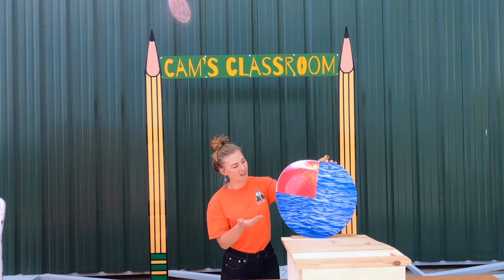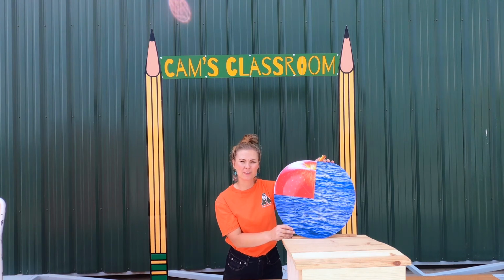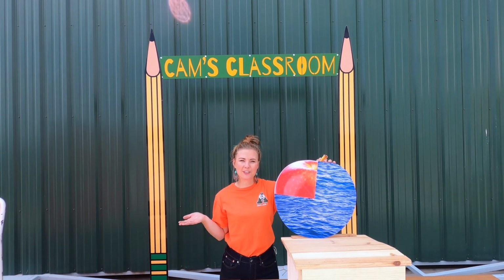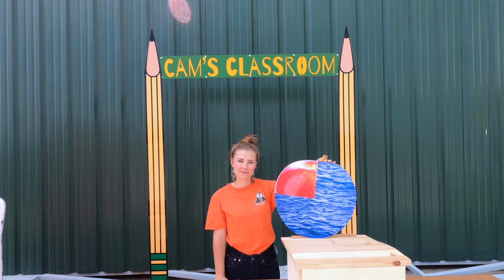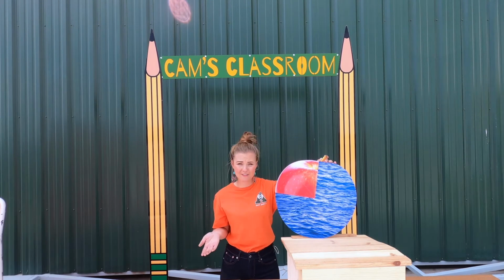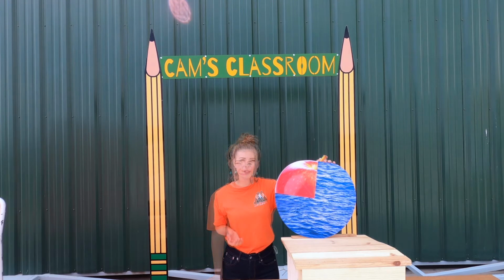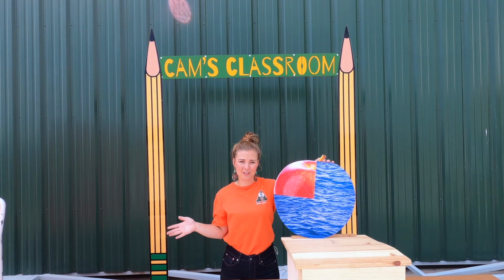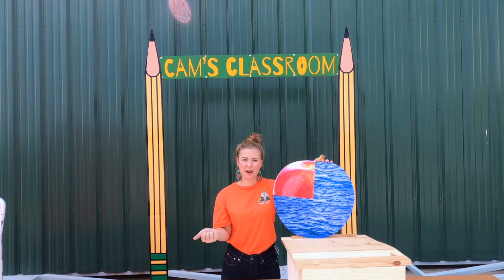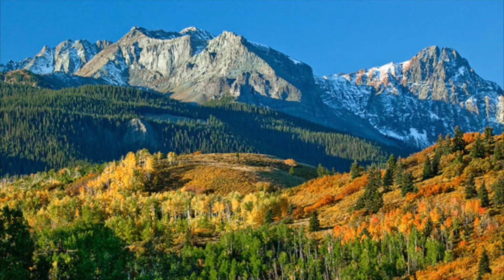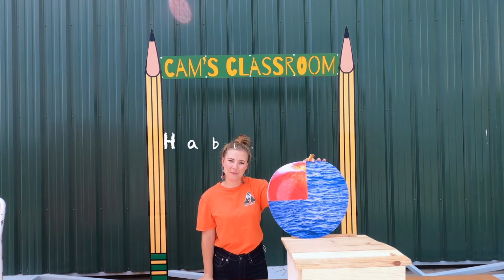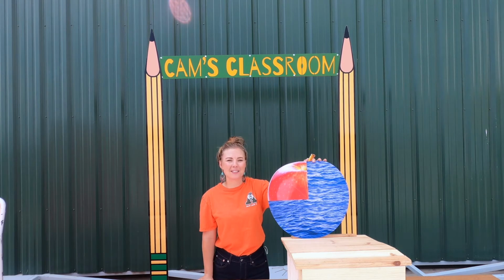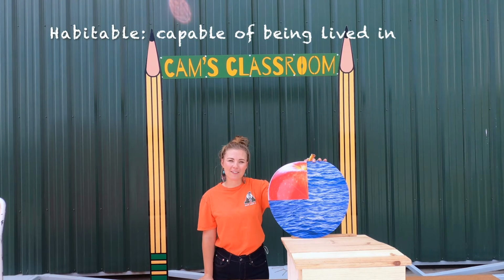If 75% of our Earth is taken up by water, what fraction is left for land? If you said 1/4 or 25%, you're correct. Earth's land is so diverse. In Colorado alone, we have prairies, sand dunes, and mountains. Land on Earth is categorized by its ability to be habitable. Habitable means that humans are able to survive.